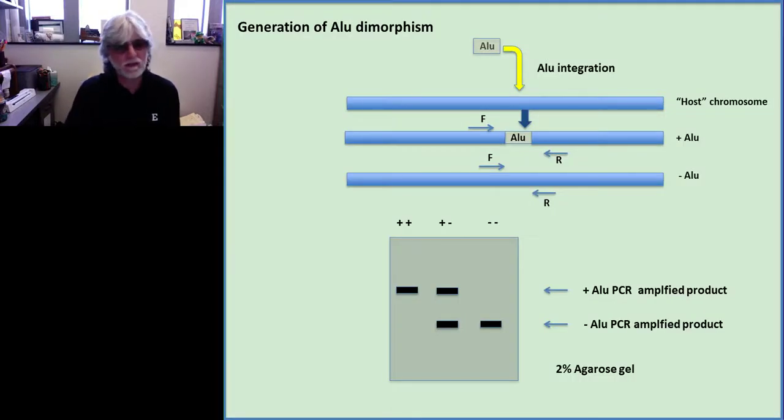Okay, so for the ALU element, here's an example of generating what's called an ALU dimorphism. The ALU dimorphism is where you simply have presence or absence of an ALU element. So it's a polymorphism, but there's only two forms, presence or absence. And as you can see on the slide, an ALU from the master gene, so there's the copy, can integrate into a certain chromosomal site. And then you have your derived form that contains an ALU and your ancestral form without the ALU.